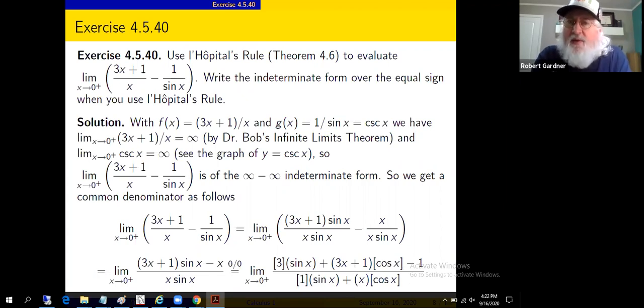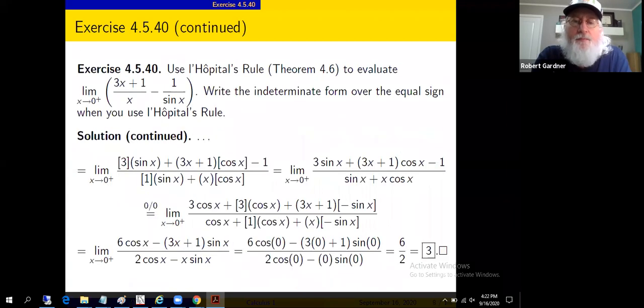Okay, let's simplify that a little bit. So here's where we left off on the last slide. So let's clean it up. We've got a 3 sine x, 3x plus 1 cosine x minus 1. I guess there's not much to clean up there. Not much to clean up in the bottom either. So get rid of the square brackets. They've served their purpose. And we get this limit.